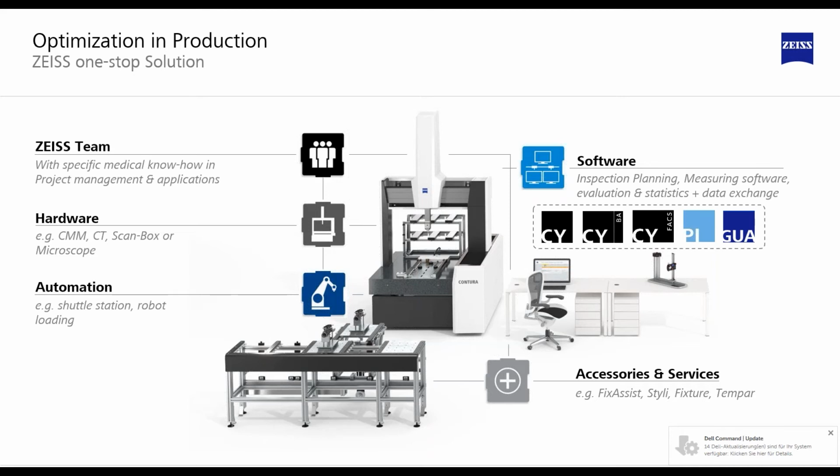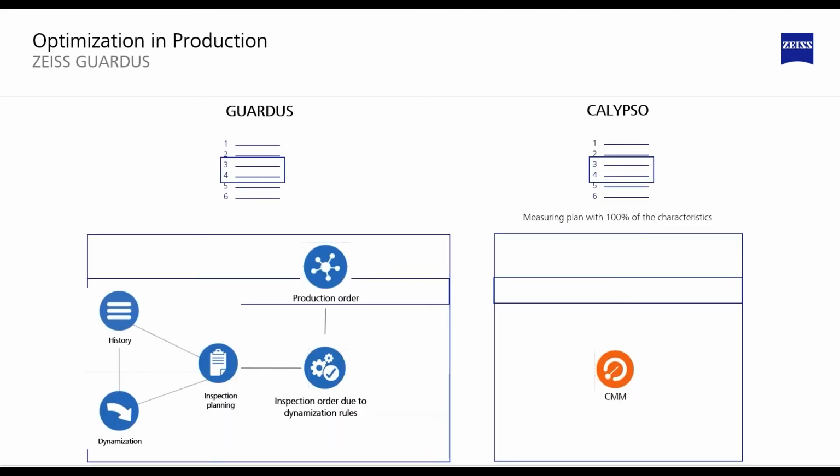An enormous importance for manufacturing companies in the medical sector is the inspection planning. This means a superordinate system that manages test procedures and addresses the test orders to the corresponding measuring device. This leads me to the Zeiss Guardus MES system. Let me give you a small example of optimization which is then possible in production.